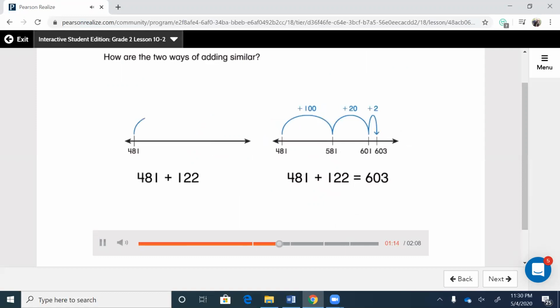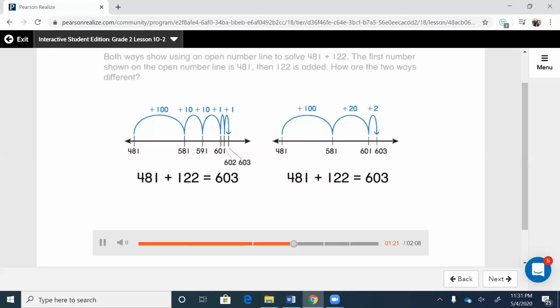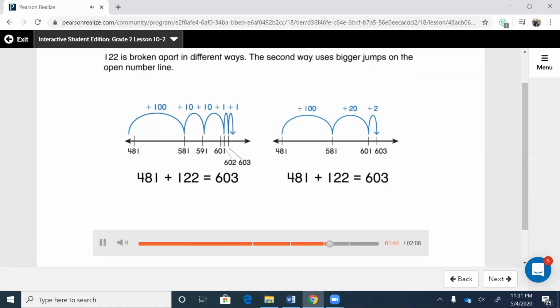How are the two ways of adding similar? Both ways show using an open number line to solve 481 plus 122. The first number shown on the open number line is 481. Then 122 is added. How are the two ways different? 122 is broken apart in different ways. The second way uses bigger jumps on the open number line.